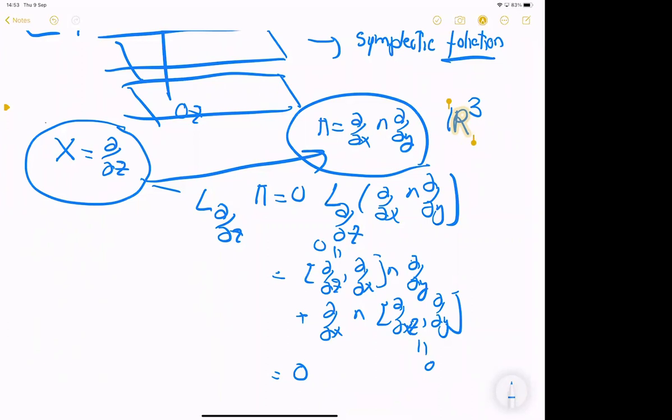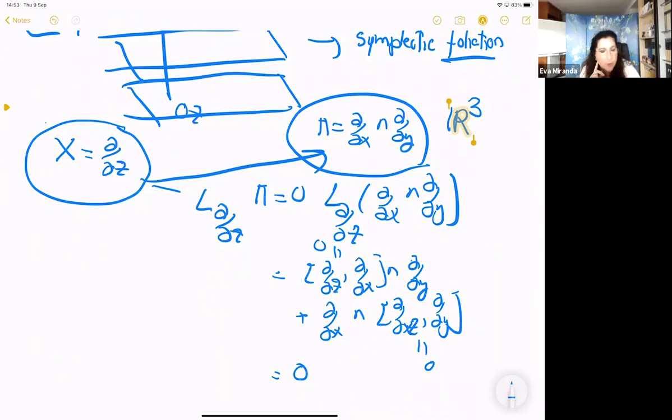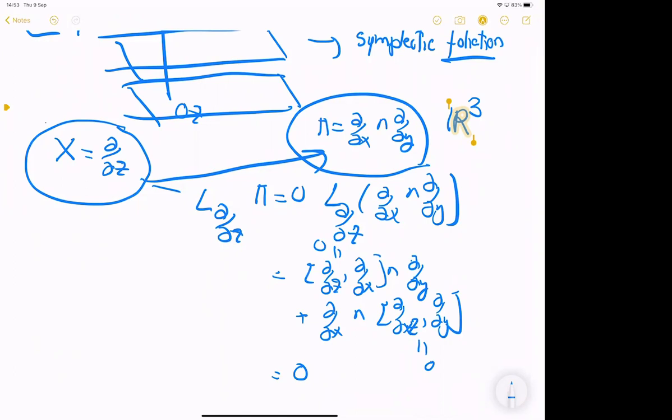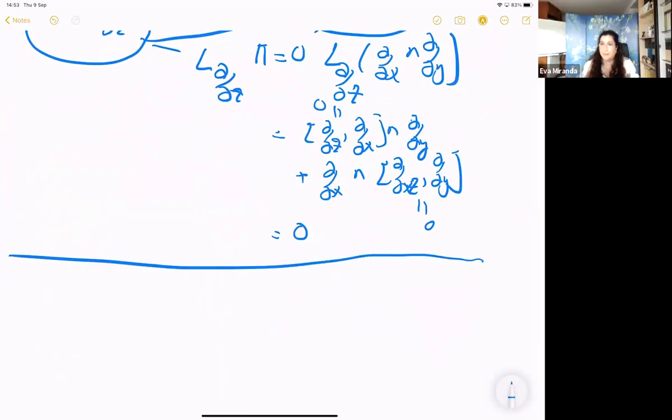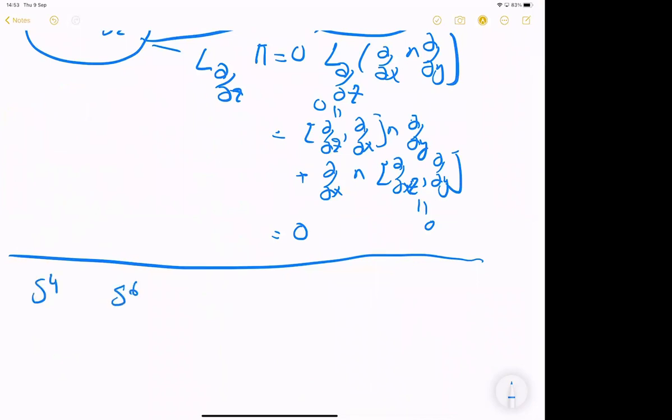Okay, I have one last question, Eva. You mentioned that for S4 there is no symplectic structure. So I wonder whether this is a generic feature for higher dimensional spheres like S6. Yeah, exactly, you are totally right. So exactly what happens on S6.